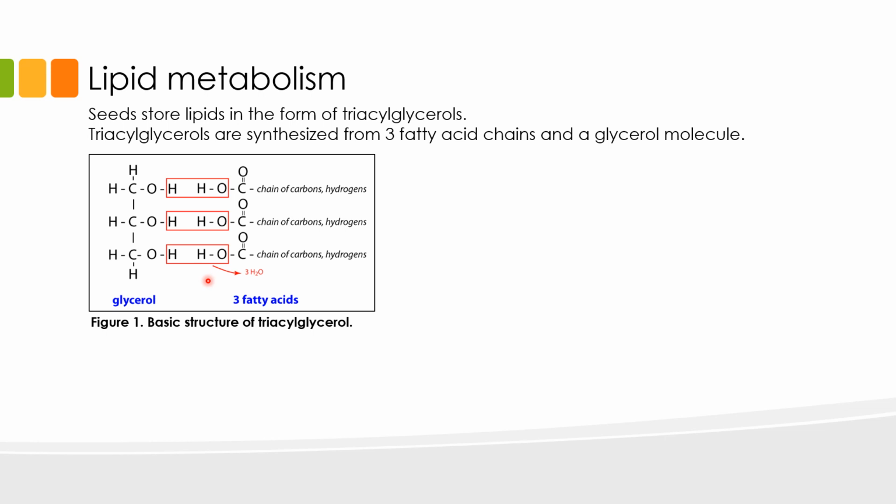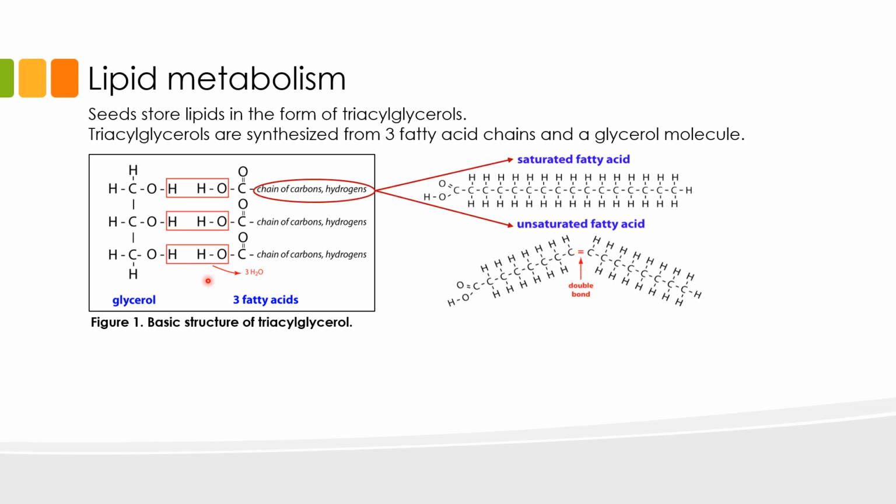These fatty acid chains can either be saturated or unsaturated or a combination of both. So what do we mean by saturated or unsaturated fatty acids? We have here on the right examples of saturated and unsaturated fatty acids. On the top, we have a linear carbon chain that is attached to the highest number of hydrogen atoms possible. In other words, the carbon chain is saturated with hydrogen. A carbon chain that is saturated with hydrogen atoms is a saturated fatty acid.